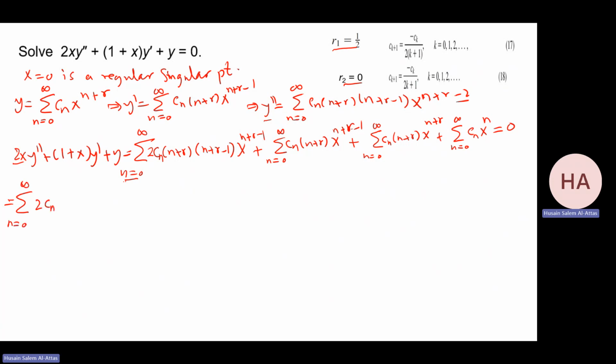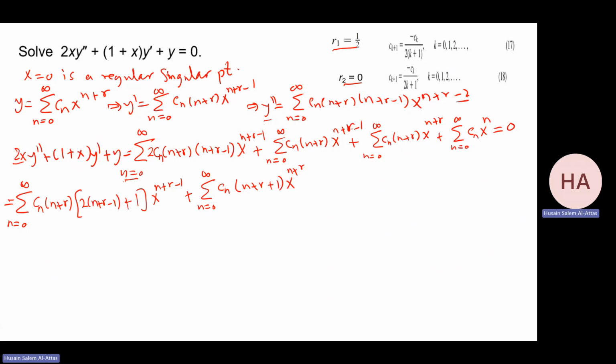So I have 2Cn, and notice I can take Cn times n plus r as a common factor. What's the remaining? 2 times n plus r minus 1 here, and there I have plus 1, because I took all of this as a common factor, times x to the power n plus r minus 1. Plus summation n equals 0 to infinity; also I can combine this. I have Cn as a common factor, I have n plus r plus 1, x to the power n plus r.